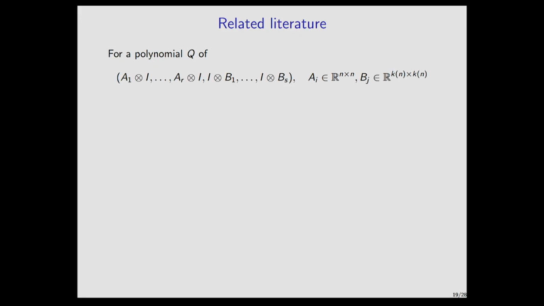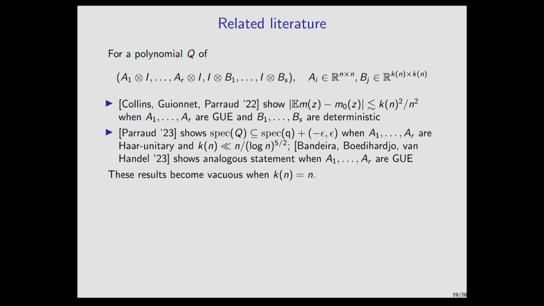You have the Kronecker of some matrices A with an identity, and then the Kronecker of identity with some matrices B. And the dimensions here, so that the A's, let's say, are m by n, and then the B's might be in some different dimension, km by kn, where k also depends on n. So there's been a series of recent results.